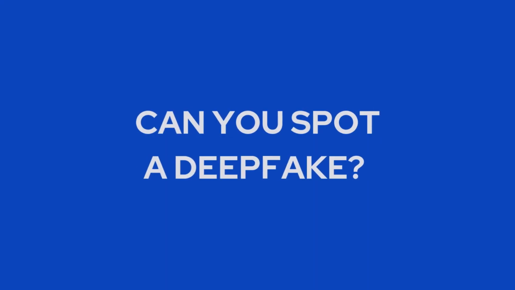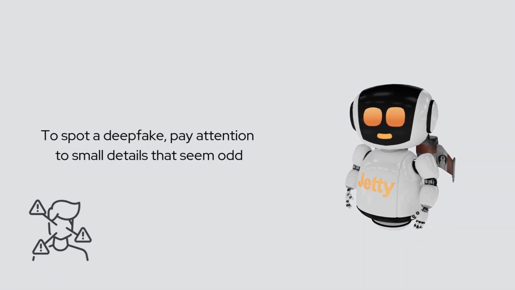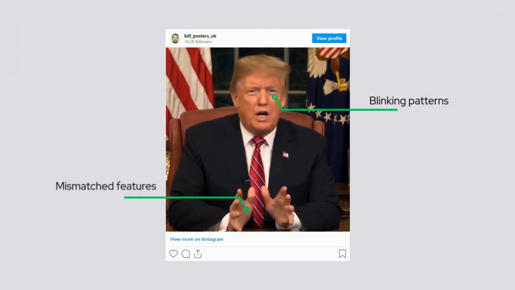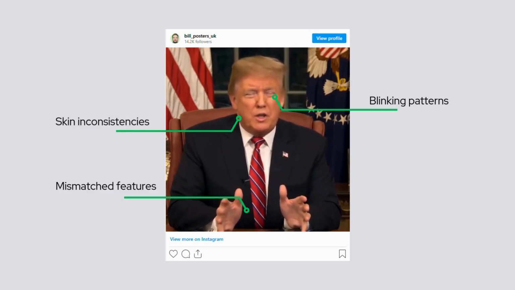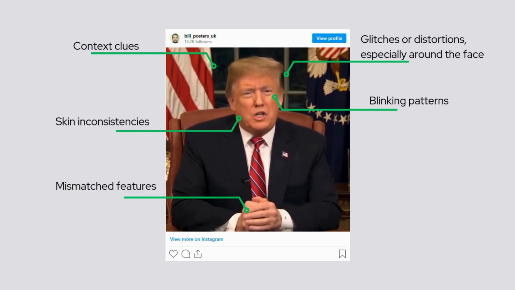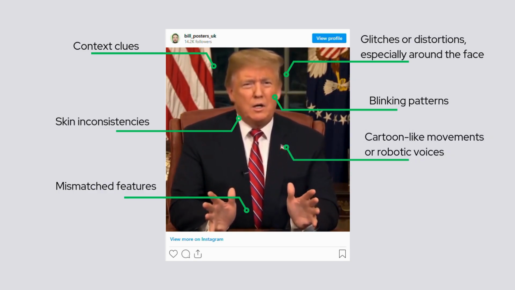Can you spot a deepfake? To spot a deepfake, pay attention to small details that seem odd, such as blinking patterns, too much or too little, mismatched features such as odd eyes or incorrect fingers, skin inconsistencies, too smooth, too wrinkled, or age mismatch with hair, context clues like weather, time, or location not matching the claims, glitches or distortions, especially around the face, stiff, cartoon-like movements or robotic voices.